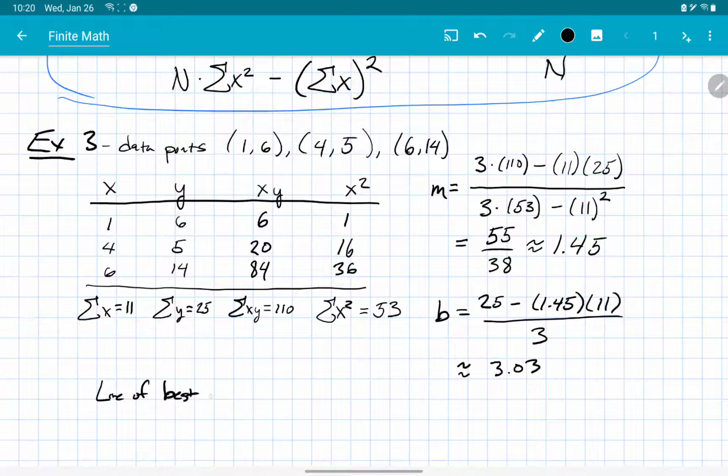So the line of best fit under the method of least squares is y is equal to 1.45x plus 3.03. That is the line that best fits that data. Questions?